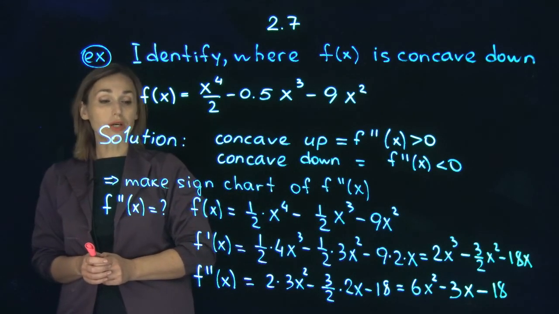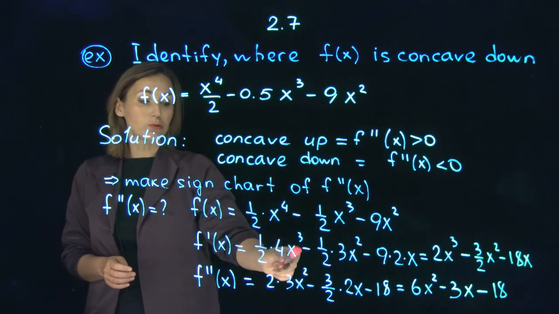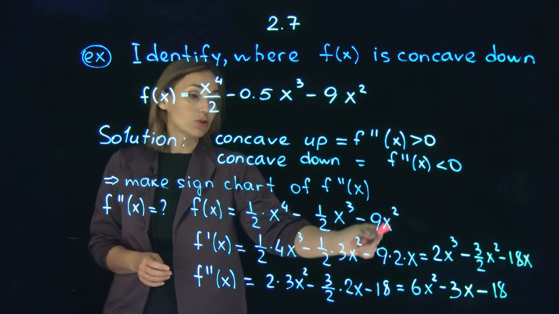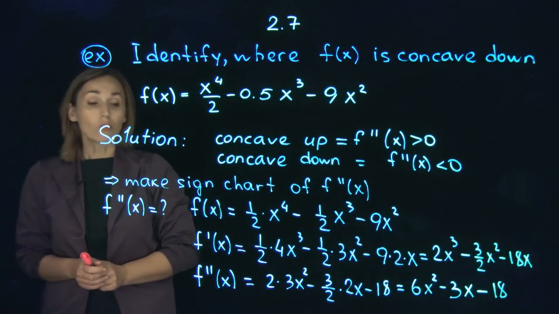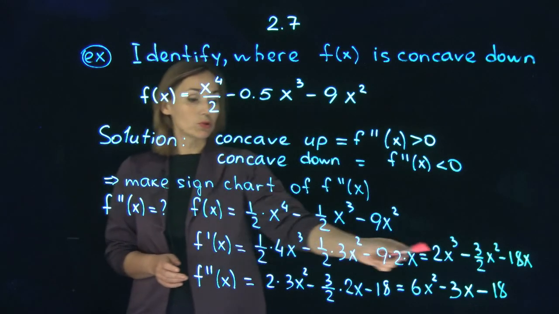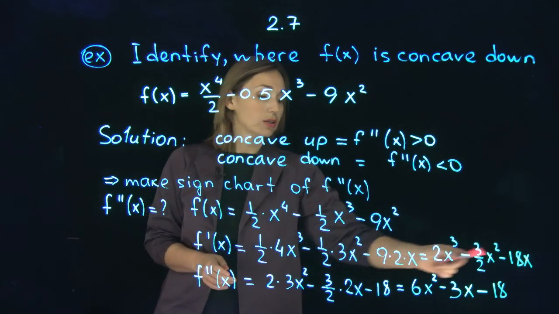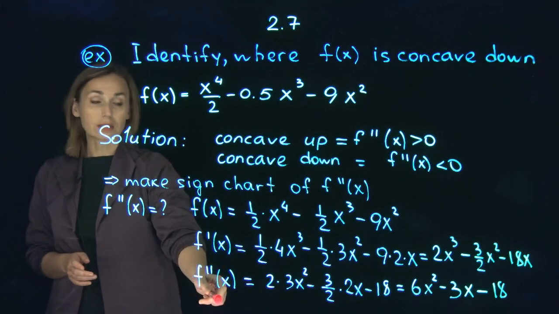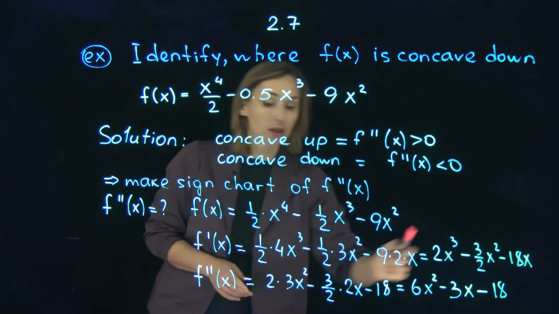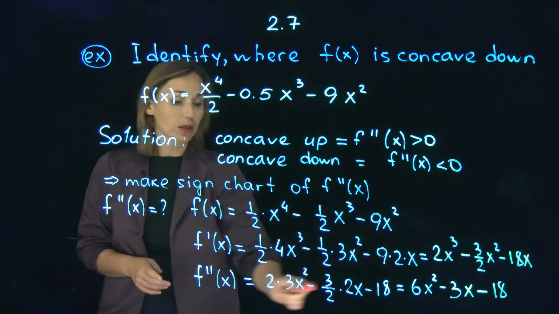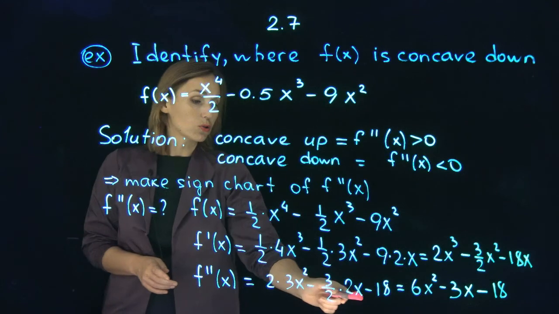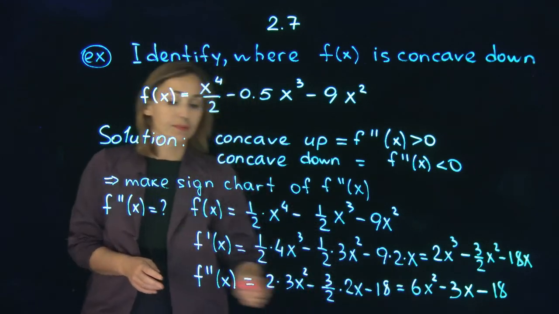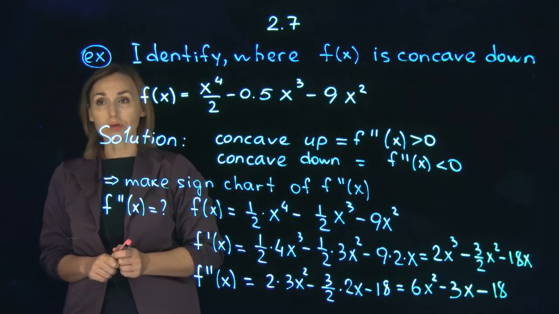After that, you take the derivative, so you will get 1/2 times 4x cubed from here, 1/2 times 3x squared from here, 9 times 2x from here. When you calculate the coefficients, you get 4 over 2, that is 2, 3 over 2 stays, and 9 times 2 is 18. Now, based on the first derivative, you need to find the second derivative. You differentiate this expression: you get 2 times 3x squared, from here 2x, and the derivative of 18x gives just 18. Now you know the second derivative of the function.